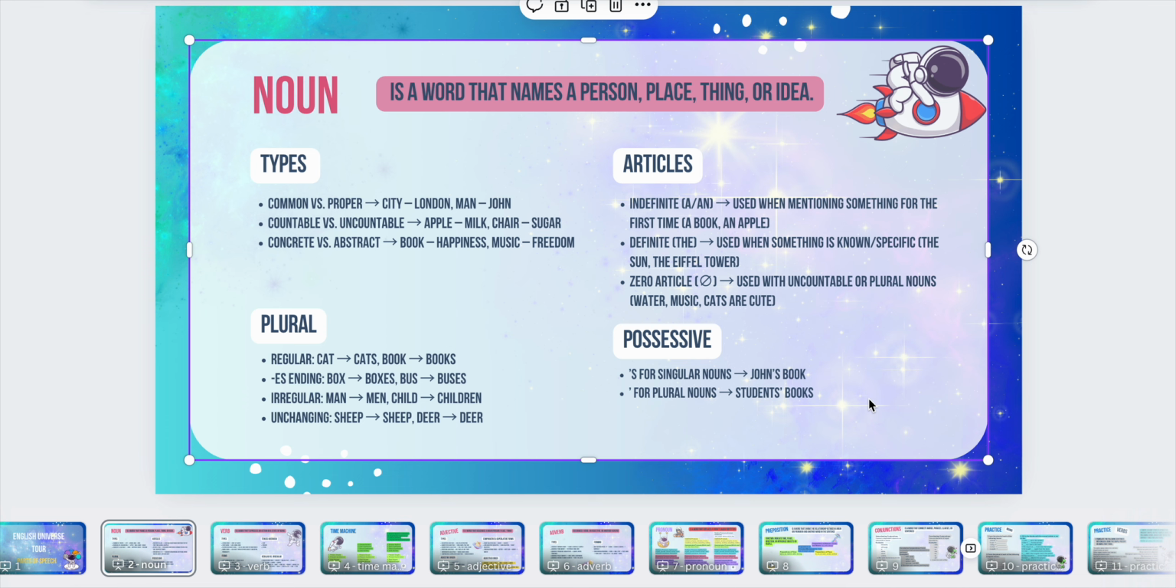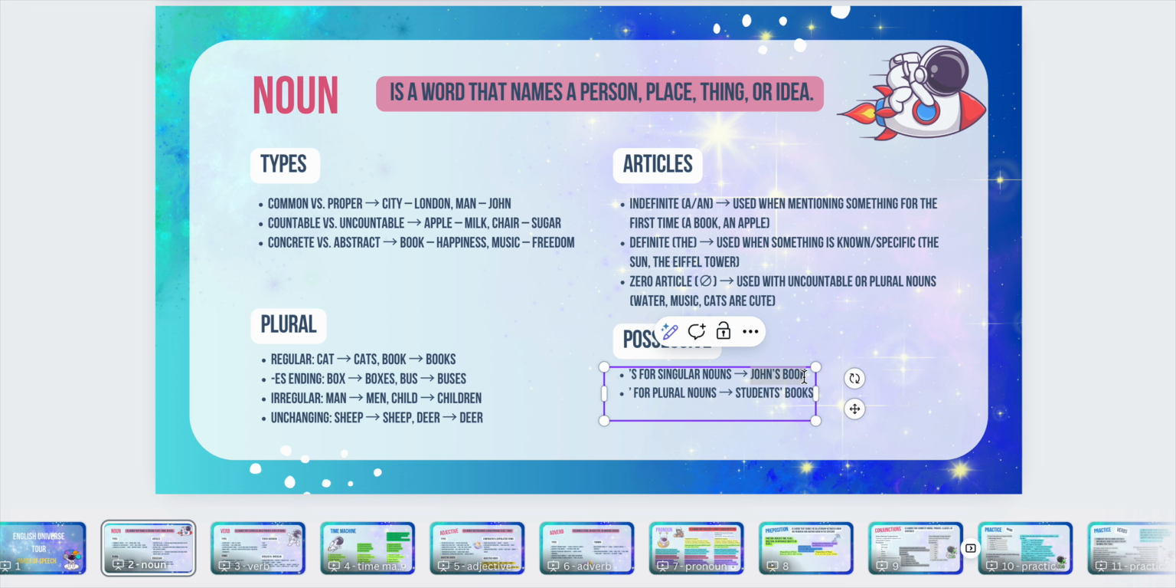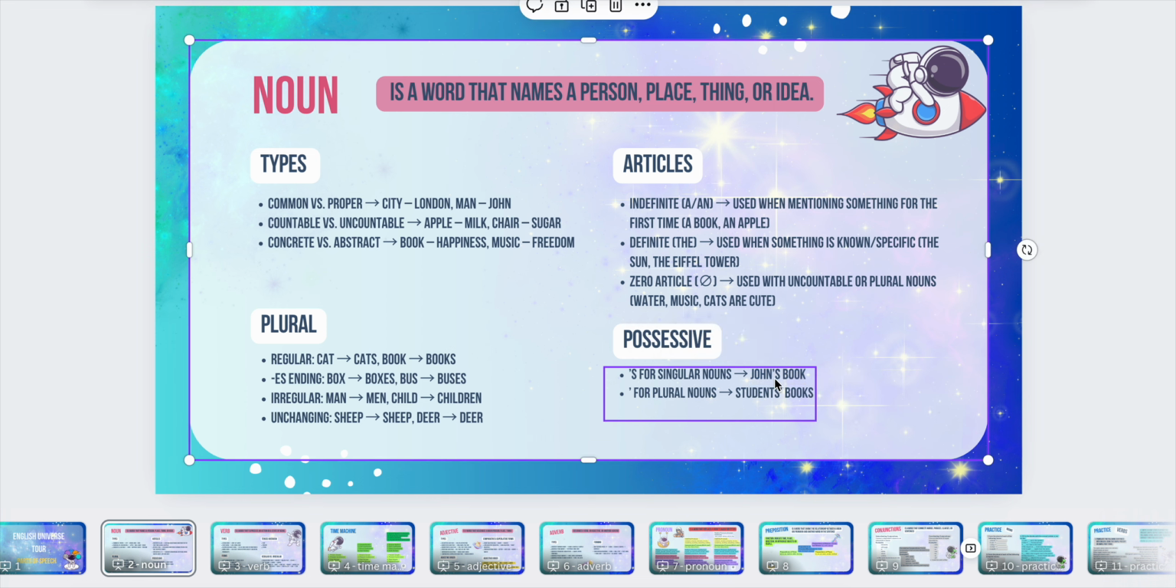And possessive, it's something that I don't think exists in Spanish. You can also let me know if you want, but when we need to talk about belongings, and you understand what I'm trying to say, we need to add apostrophe and s if it's singular, and s and apostrophe if it's plural. So it's something that you need to memorize.